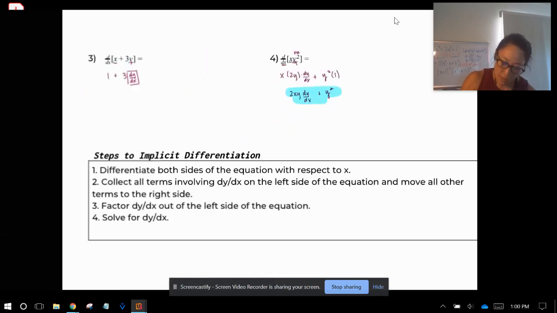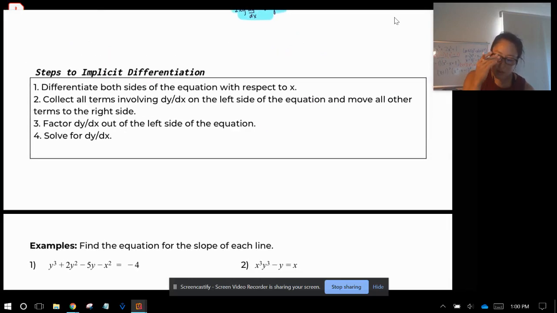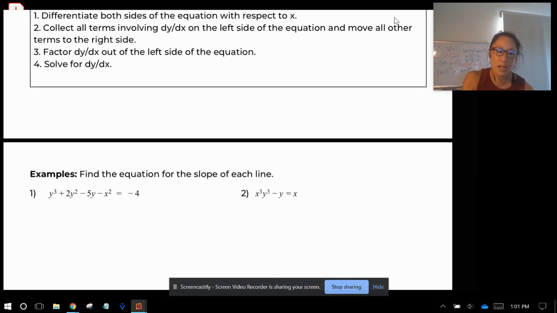Okay. So just some steps. We differentiate both sides of the equation using implicit differentiation, and then we gather all of the dy dx's together and factor it out. And finally, we get dy dx by itself. I'll show you what I mean now.